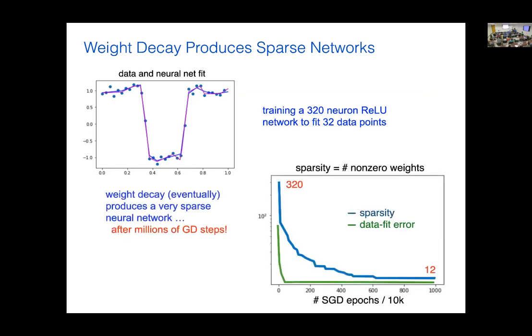What happens if you train a neural network to fit those data points with a little bit of weight decay? You're saying, try to fit the data, but also try to make this sum of squared weights not too large. What happens is you see this. The green here, this is how many steps I take of gradient descent. The green is showing you how well I'm doing on that data fitting term, that loss, and it quickly goes to zero after a relatively small number of iterations. But if I keep training, you notice here, this is the sparsity.